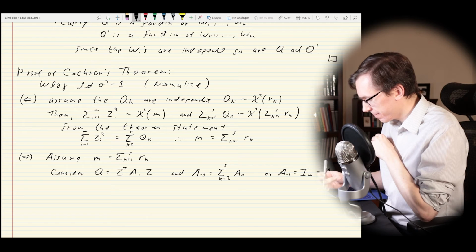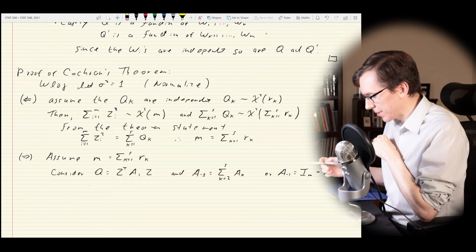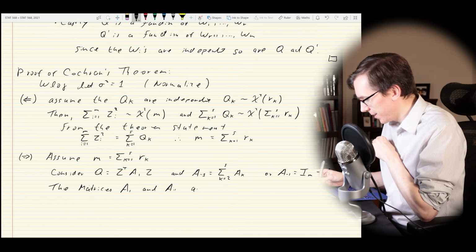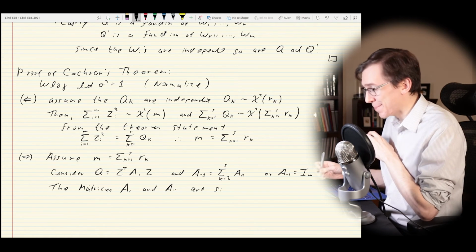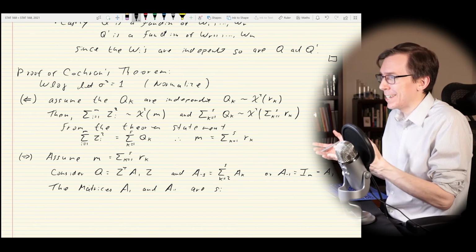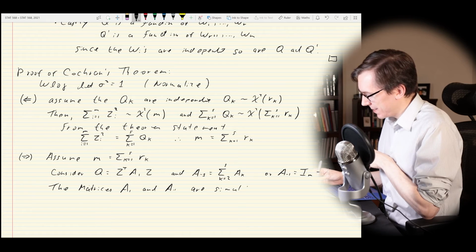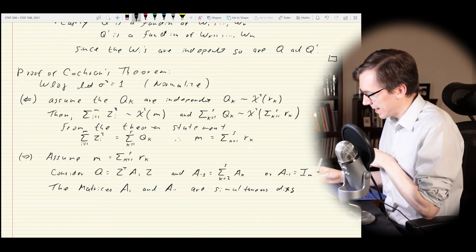So these matrices, but I'll just say it, the matrices A1 and A minus 1 are simultaneously diagonalizable, which is the fancy way to say they have the same eigenvectors.